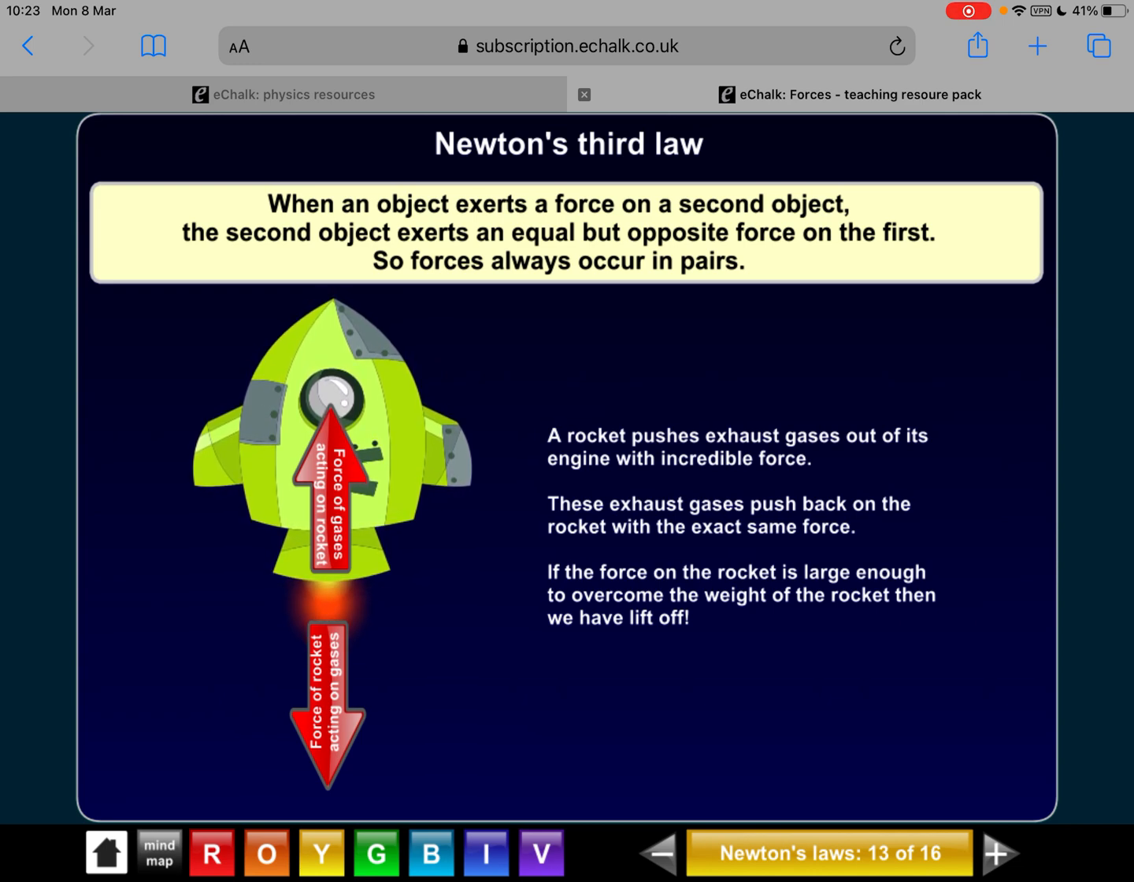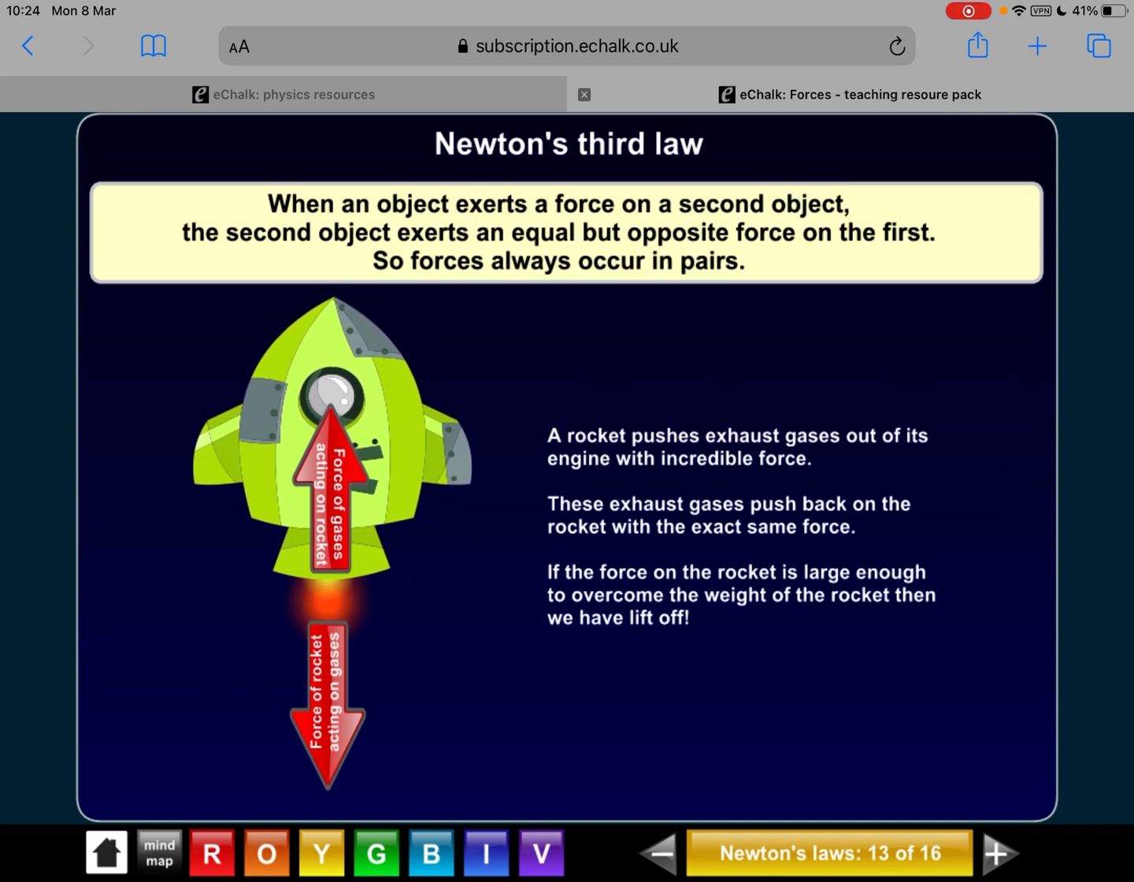And we can see it's described here on the right hand side. The rocket's pushing the exhaust gases downwards out of the engine with a huge force. These gases push back on the rocket with the exact same force because it's a Newton pair. The forces are equal and opposite. And then if the force on the rocket is large enough to overcome the weight of the rocket, that's when it will begin to lift off the ground.